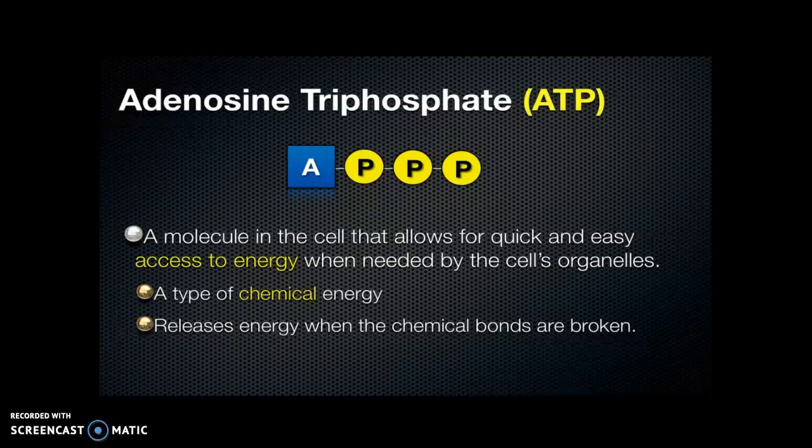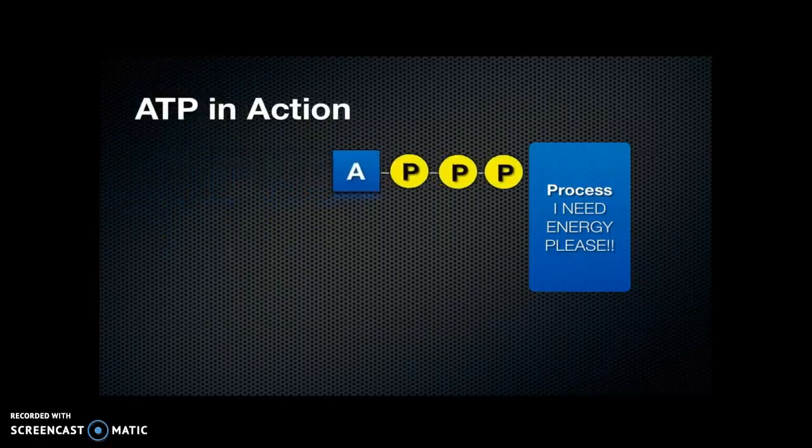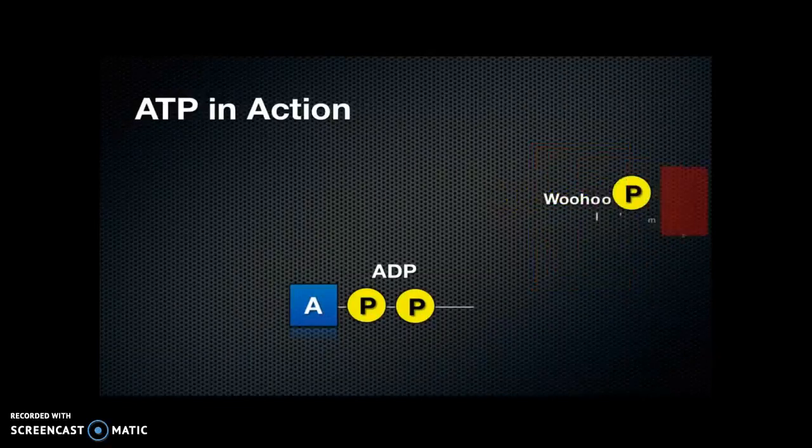Let's take a look at how exactly this happens in the cell. Here we have a process, and as you can see, it's in desperate need of some energy. Fortunately, there's ATP that comes along, and when that ATP comes to the process, it breaks the bond between 2 phosphate groups and donates 1 phosphate to that process or that protein or whatever it is that needs that energy. When this happens, the process gets the energy that it needs, and it can then do whatever task it needs to accomplish. Let's get rid of this process for now.